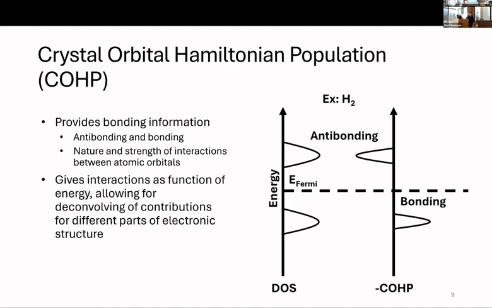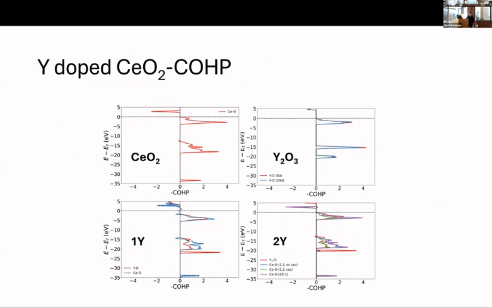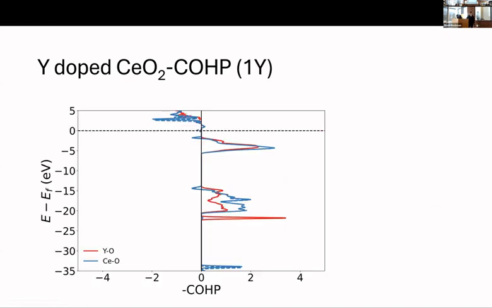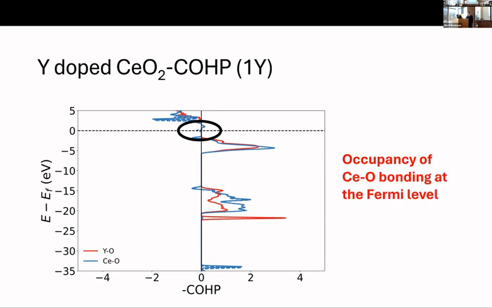So applying this to the pure ceria and pure yttria and the two defect reactions I showed you, I'm not going to really walk through all this for time, but what's really interesting is if we zoom in on the 1Y, we can see that there are anti-bonding states at the Fermi level. And so the thought is that these anti-bonding states are what are going to determine our mechanical stability.